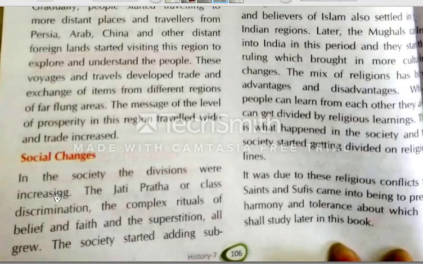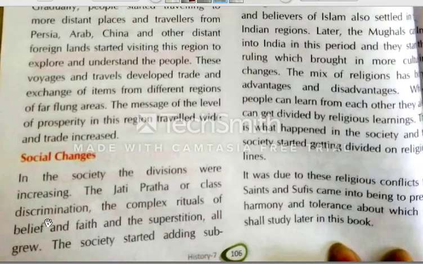Okay, next. Because of this, how did the social change come? In the society, the divisions were increasing. People started to divide themselves. The jati pratha or class discrimination, the complex rituals of beliefs and faith, and the superstitions all grew. Some very important words here, which you should write and learn.